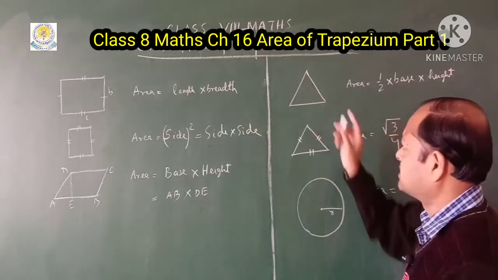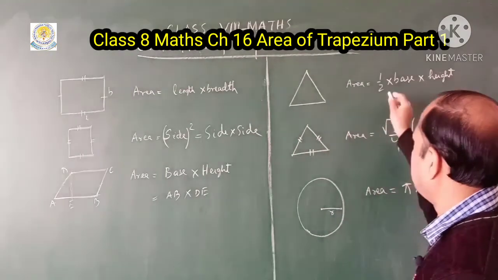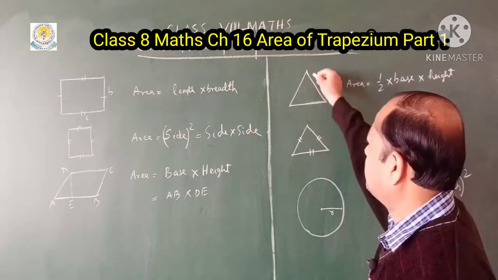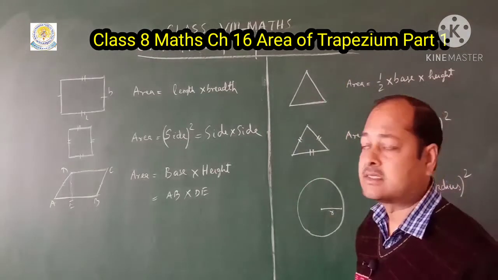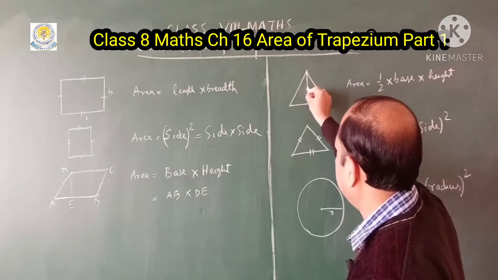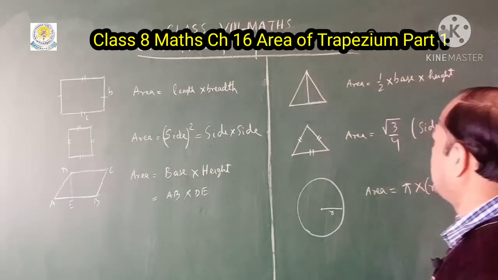The next figure is a triangle. In a triangle there are three sides. So what is the formula? Half into base into height. This is called the base, and any one of the sides can be a base. And what is the height? The perpendicular distance from the vertex to the base is called the height.